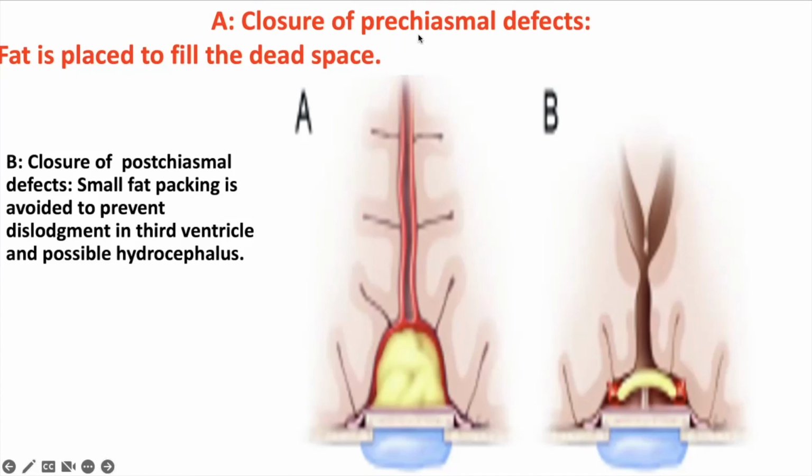In the closure, when it is a pre-chiasmal defect, then you can put in a small fat or large fat depending upon the space created. So putting in fat there in a pre-chiasmal defect is not an issue, but if there's a post-chiasmal defect and the ventricle has been opened, then one should avoid putting in small fat packing because it may go inside the ventricle and produce hydrocephalus.